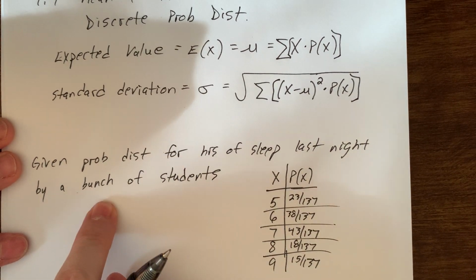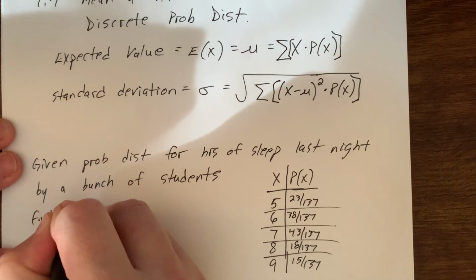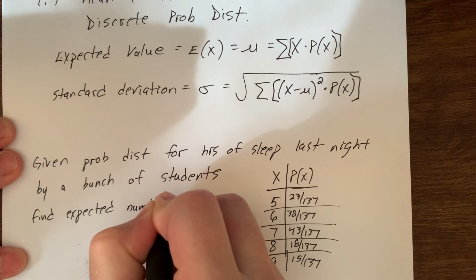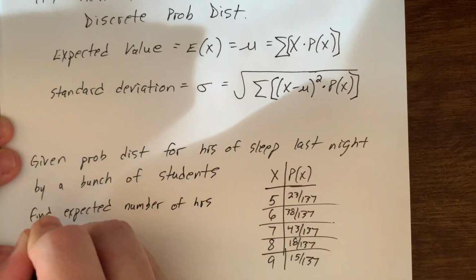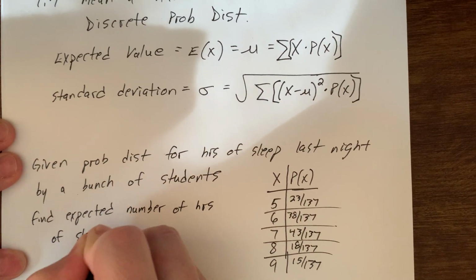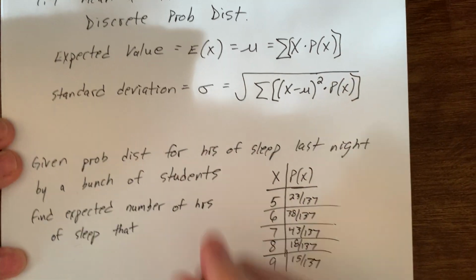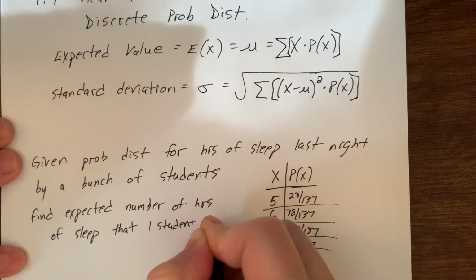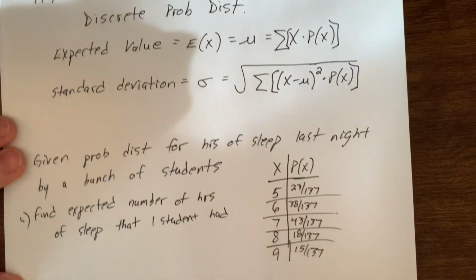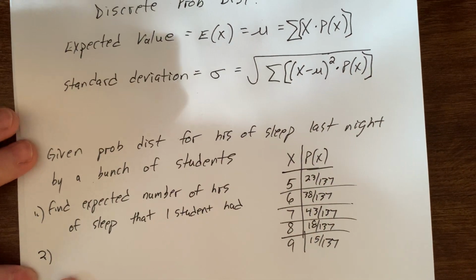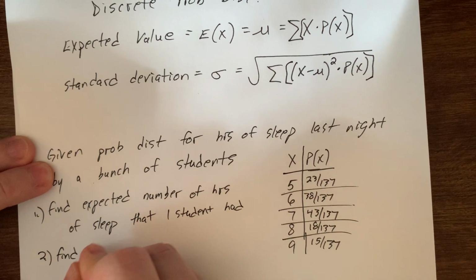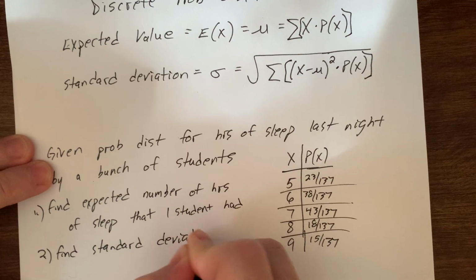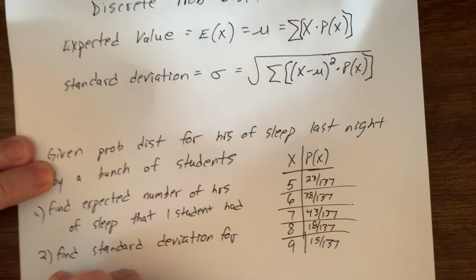So now let's have two questions. Let's find the expected number of hours of sleep that one student had. That'll be question number one. And then question number two, let's find the standard deviation for the number of hours of sleep last night.